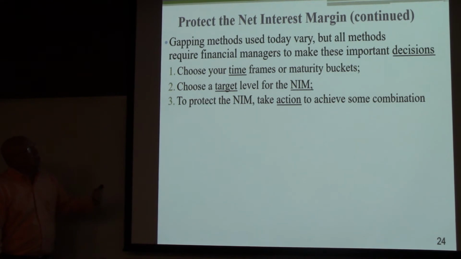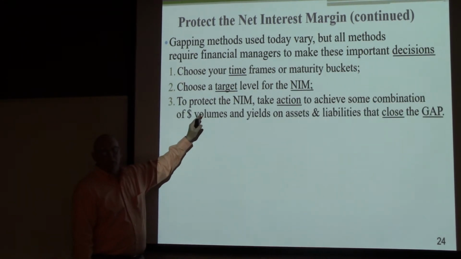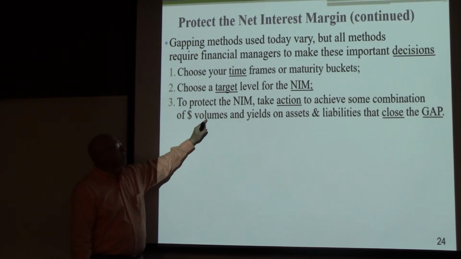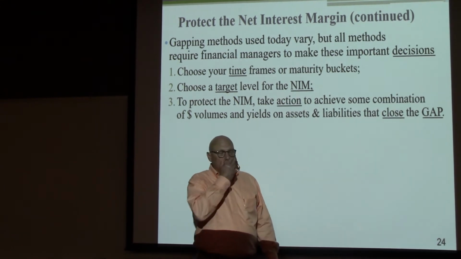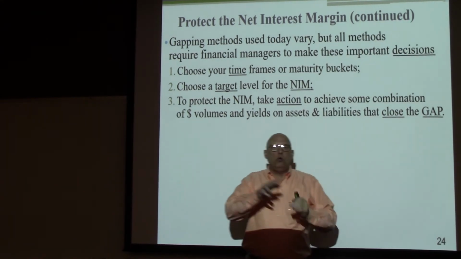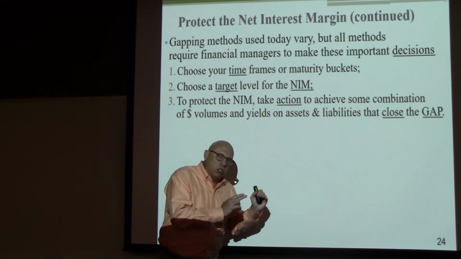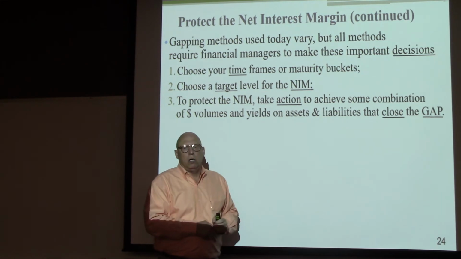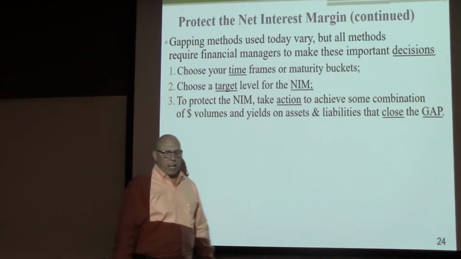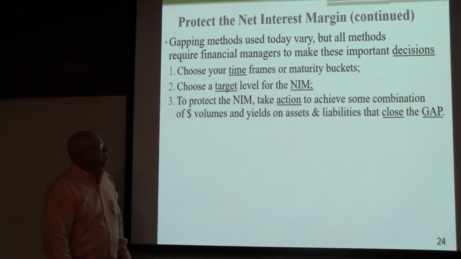3, take action to protect that target margin through some combination of the dollars that you have invested in assets versus liabilities, and the yields that you can earn on assets and the yields that you pay on liabilities to close that gap. Now that you understand the gap, you have to take action with your maturities, with your liabilities, with your assets, with your yields, in order to close that gap. The wider the gap, the more volatile your profitability is going to be.